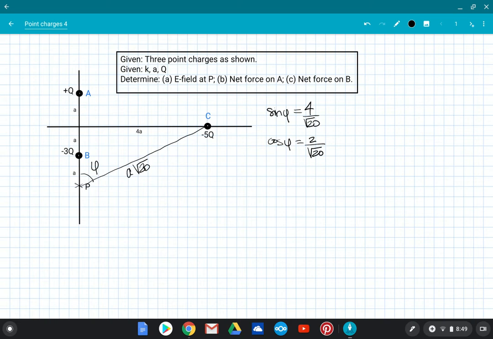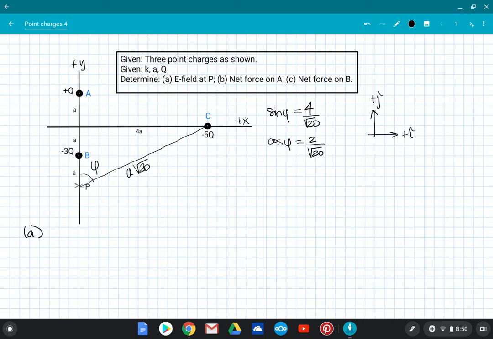We need a coordinate system, of course. So let's go ahead and go positive y upward and then positive x rightward. So that gives me, for my unit vectors, positive j hat upward and positive i hat to the right. And now I think I have everything set up, so I'm ready to get started. We're working part A right now. We're finding the electric field at P.